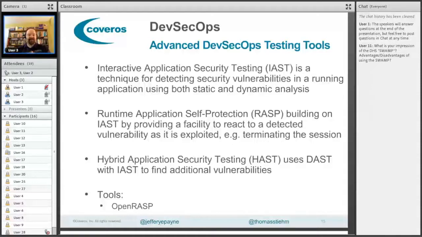One of the downsides of some of these more advanced things is that open source hasn't really caught up to that yet. The one exception we found is OpenRASP from Baidu. It's an interesting project that we've just started looking into, but it gives you an idea that as these techniques become more mainstream, there will be some open source coming out that will help you leverage them.